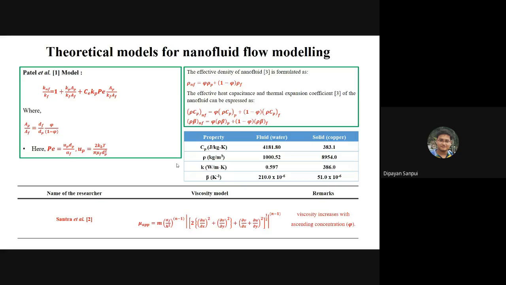And these are the theoretical models that we have used for the nanofluid flow modeling. In the case of governing equations, the flow equations are quite different from the normal fluid flow equations. They include the material properties of the nanofluids. So we have used material properties of water and solid copper nanoparticles. And this one is the thermal conductivity model, the Patel model, which includes the fluid molecules diameter, the diameter of the particles, and the particle velocity, which includes the Brownian motion of the nanoparticles inside the base fluid. And these are the effective density, heat capacitance, and thermal conductivity models we have used inside the equations.